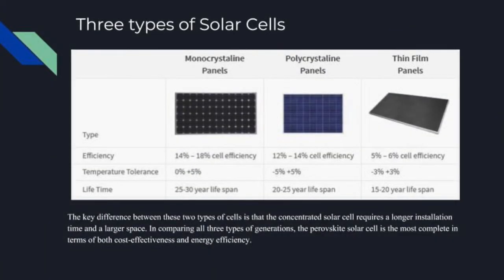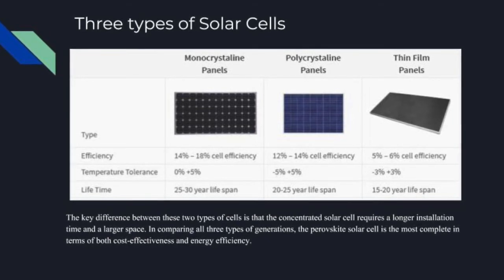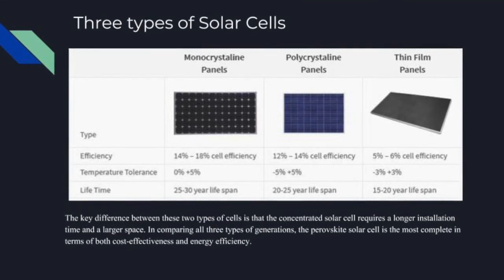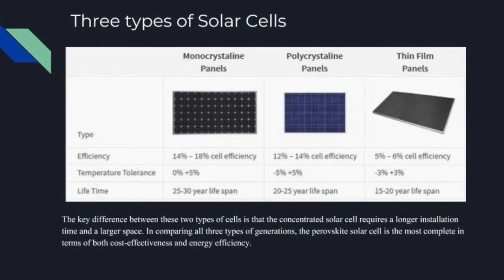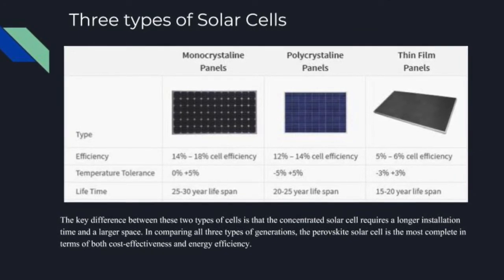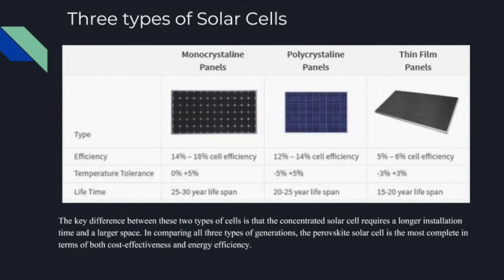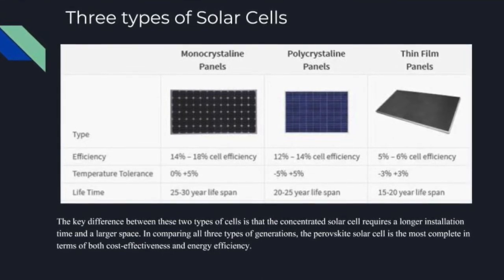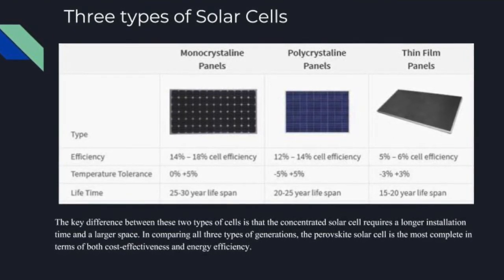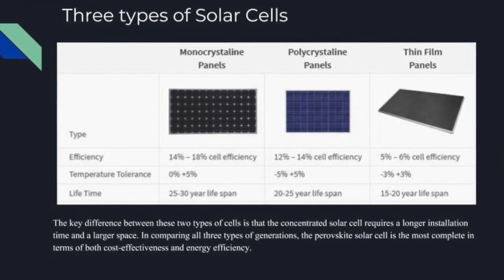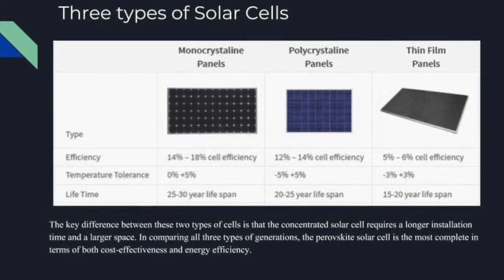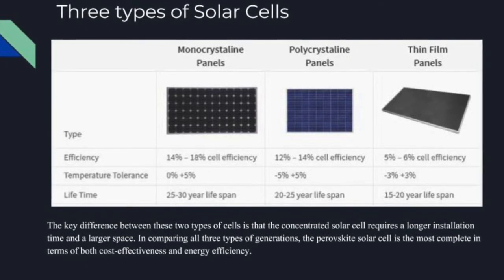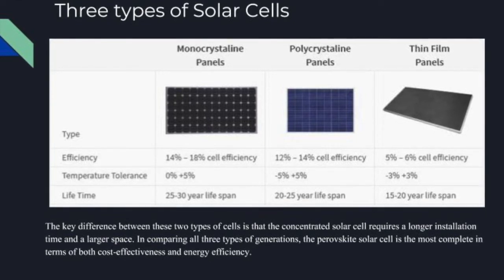Now, going back to the nanocrystalline solar cell, it is actually 50% less expensive than conventional silicon cells and the installation time is short compared to the first generation solar cells. In terms of efficiency, the perovskite and concentrated solar cells surpass all the other types manufactured. The perovskite solar cell has an energy efficiency of 31%, while the concentrated solar cell has an efficiency of about 50%. The key difference between these two types of cells is that the concentrated solar cell requires a longer installation time and a larger space.